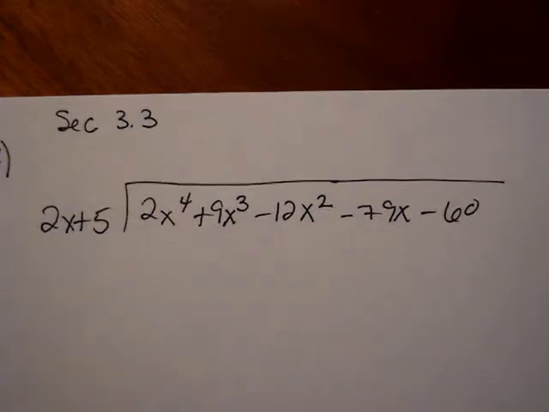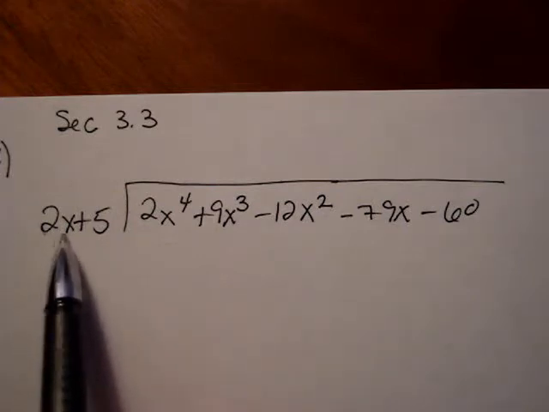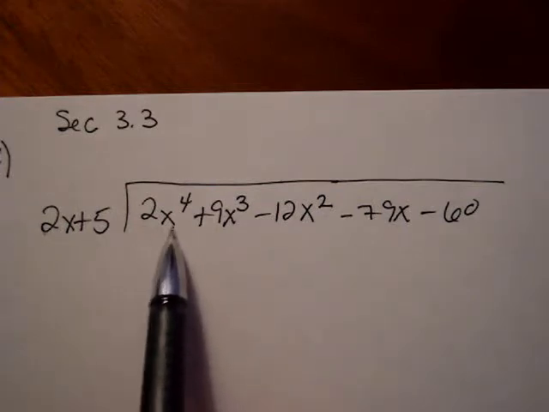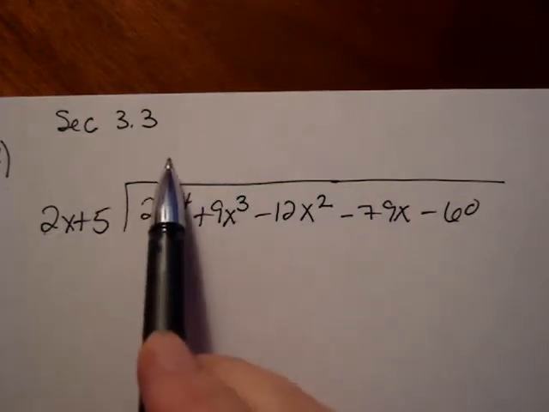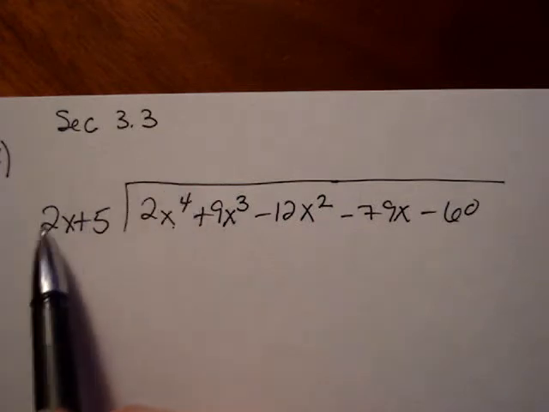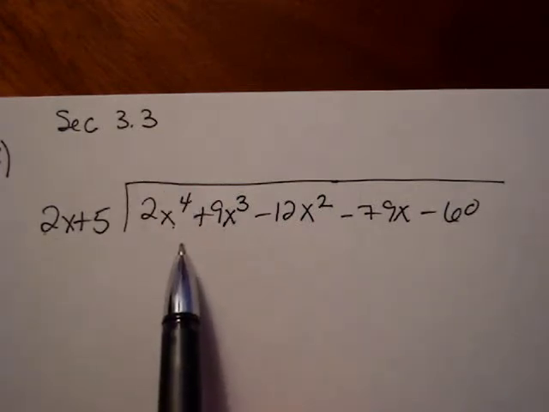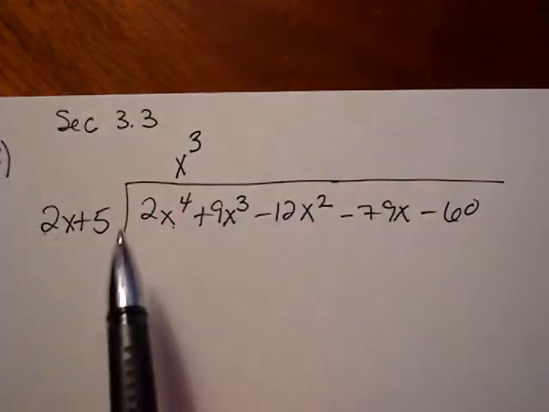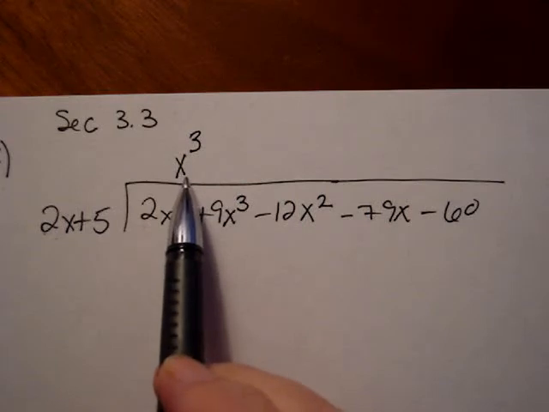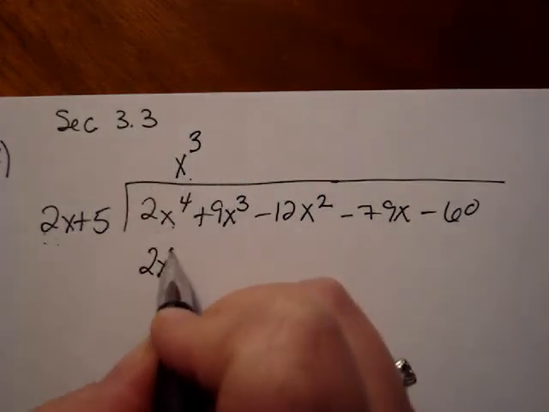Okay, so remember, what we do is we just look at the first term of the divisor and the first term of the dividend, the thing we're dividing into. And we say, what could I put here to multiply times 2x to get exactly 2x to the fourth? Well, how about x to the third? So now I do the multiplication. X to the third times 2x would give me 2x to the fourth.